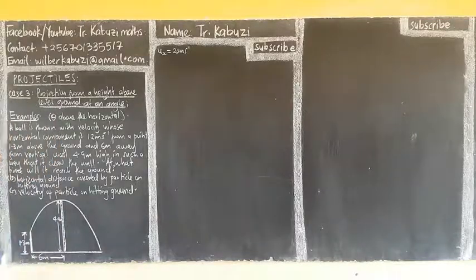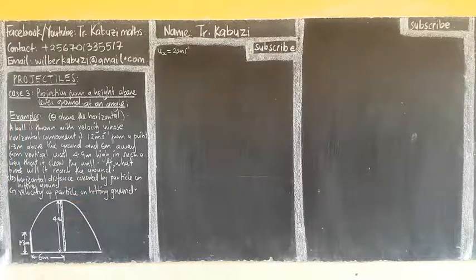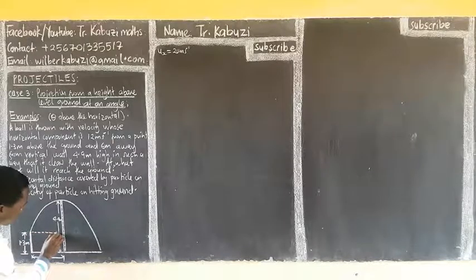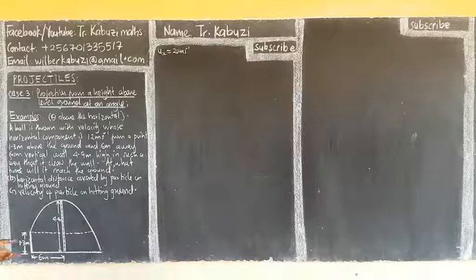Now they want me to get at what time we reach the ground. So they want me to get the time from here up to here. Now, you know that if I draw this like this through that point there, it should be a straight line. I'm trying to draw a straight line from this point here.